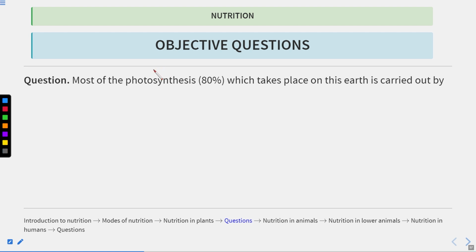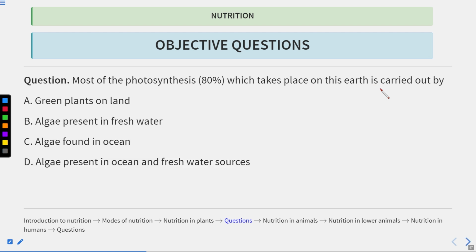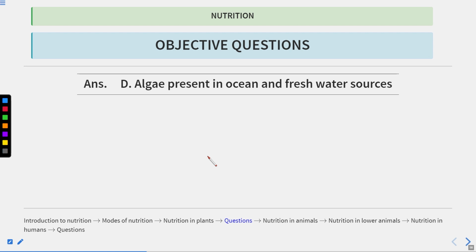Clear? Now, most of the photosynthesis, meaning 80% of the photosynthesis that takes place on this earth, is carried out by organisms that contain chlorophyll, meaning they should be green in color. The first option is green plants on land. The second option is algae present in fresh water, or algae present in the ocean, or algae present in the ocean and freshwater sources. Now, what is the correct answer here? Algae present in the ocean as well as freshwater sources.